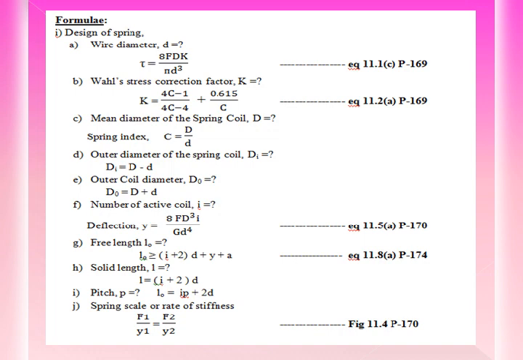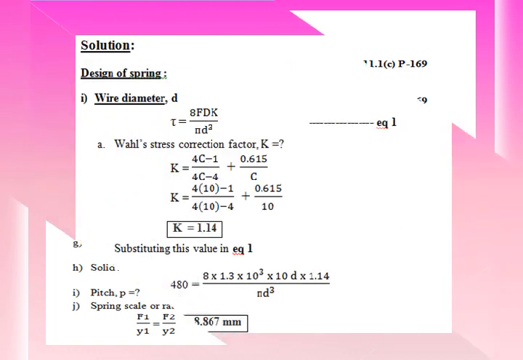Next, spring scale or rate of stiffness is required, since here two deflections correspond to two loads. That's why that equation also we are supposed to refer, that is from figure 11.4, page 170. The ratio F1 by Y1 is equal to F2 by Y2. These are the various equations that are required to solve this particular problem.